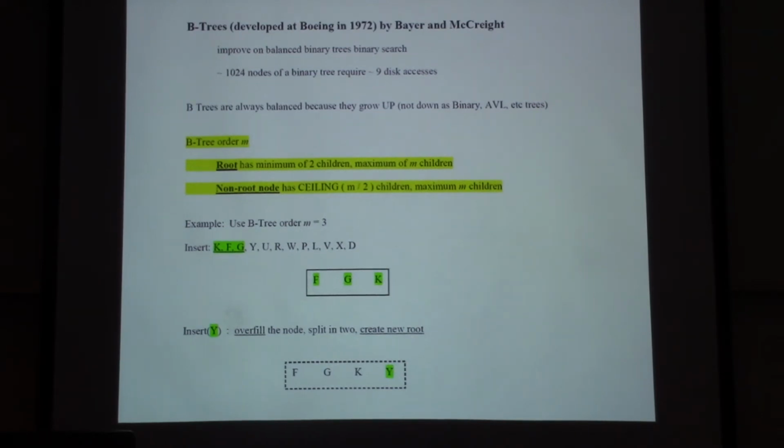All right, so now, whenever you have a B tree, you have an order of the tree. And the order of the tree is the maximum number of children you can have.